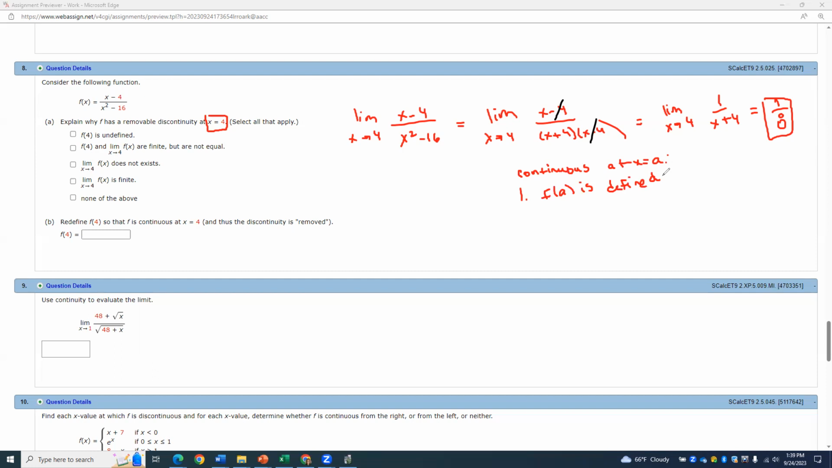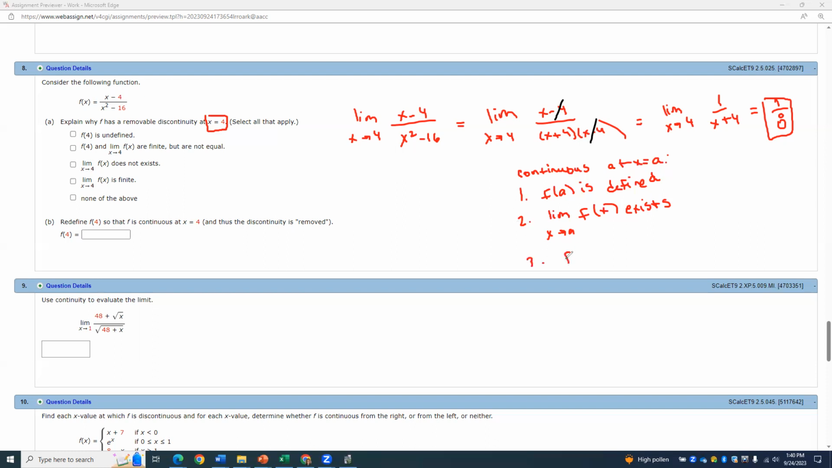I could plug in 4 and get an output, but no, we can't do that for this problem. But just to make sure, in general, f of a must be defined, and also the limit as x approaches a of f of x exists. For this problem, this limit did exist, right? I could find this limit, but it technically failed the first condition.